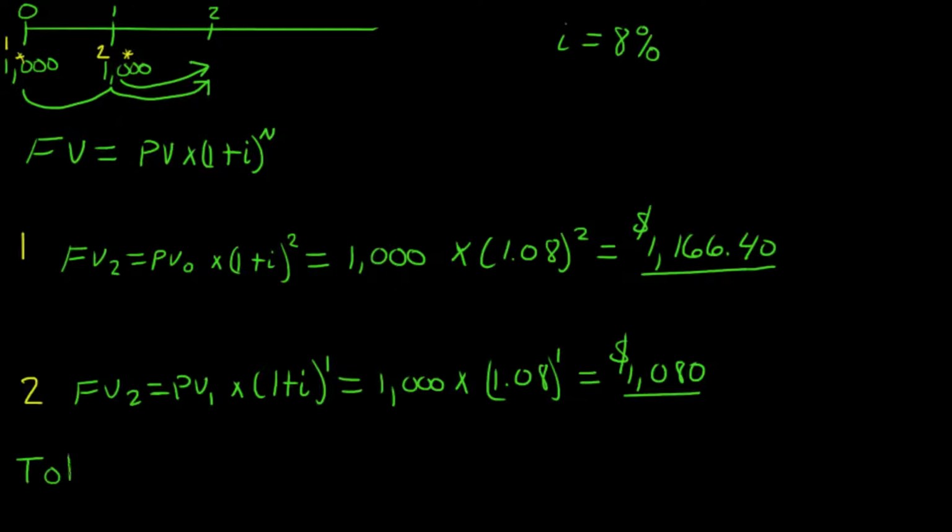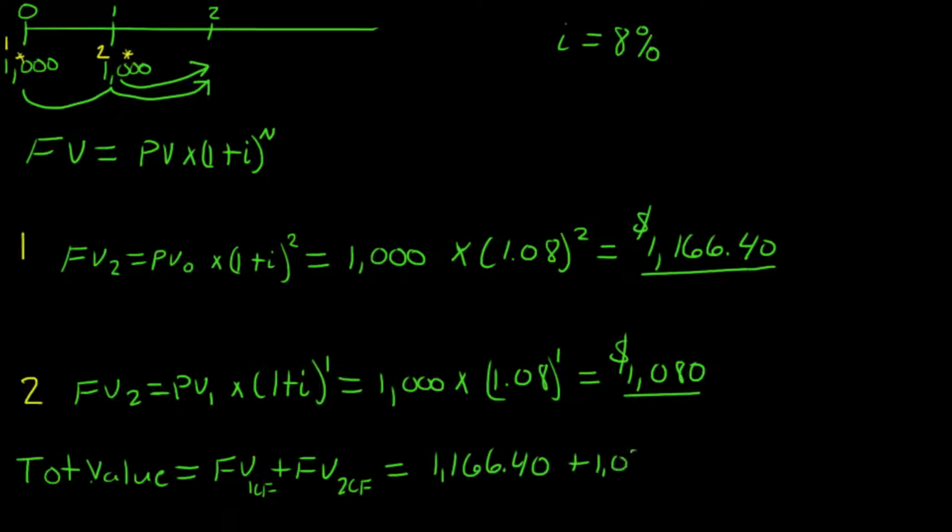So the total value in our account, that's the total future value, is going to be equal to the two future values summed together. So future value of the first cash flow plus the future value of the second cash flow. So put 1 CF down here to denote that one, and 2 CF down here to denote that one. So the future value of the first cash flow, that's just $1,166.40. And we add that to $1,080, and we come up with a value of $2,246.40.